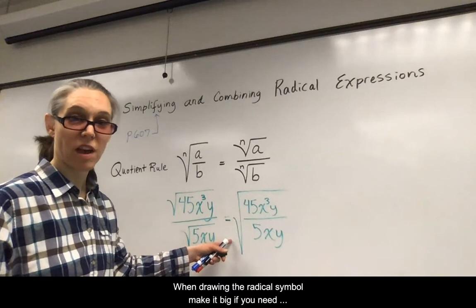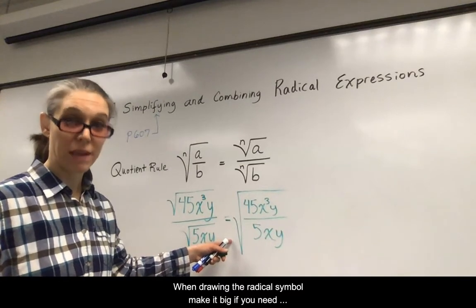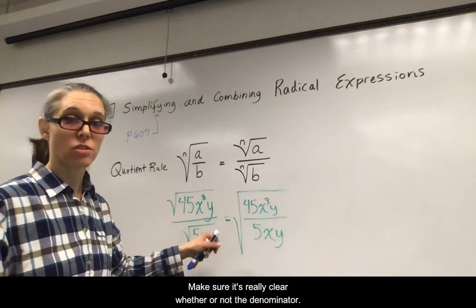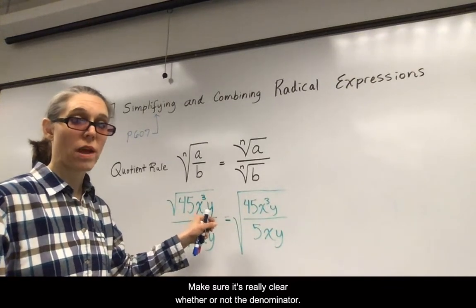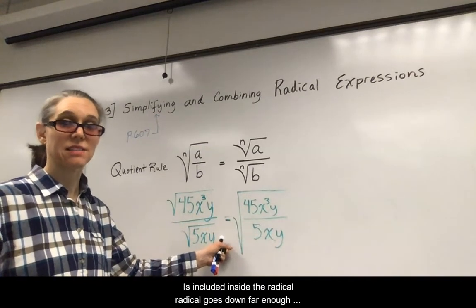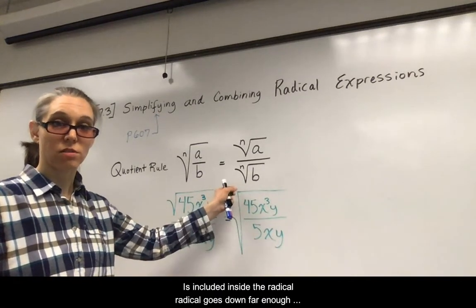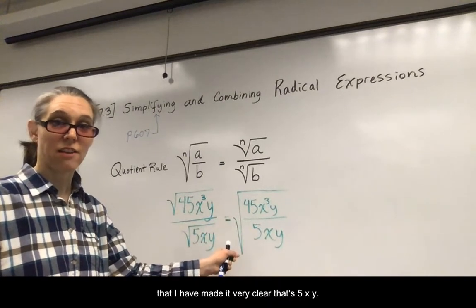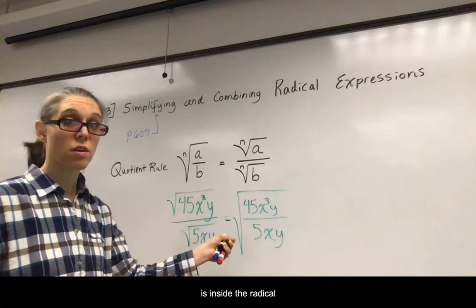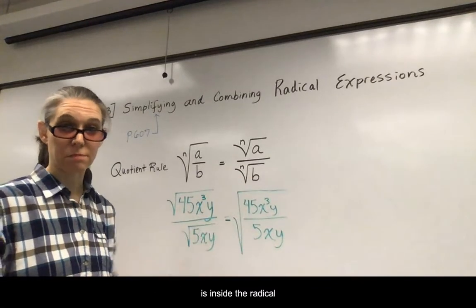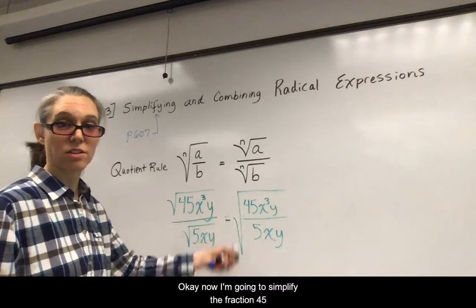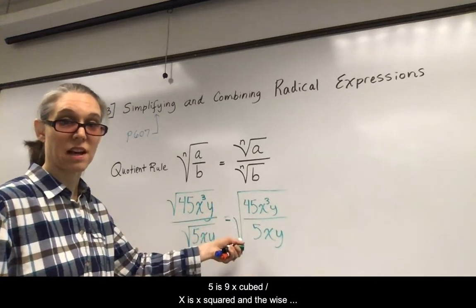When drawing the radical symbol, make it big if you need to fit something big inside. Make sure it's really clear whether or not the denominator is included inside the radical. This radical goes down far enough that I have made it very clear that 5xy is part of this radical statement. Okay, now I'm going to simplify the fraction. 45 divided by 5 is 9.